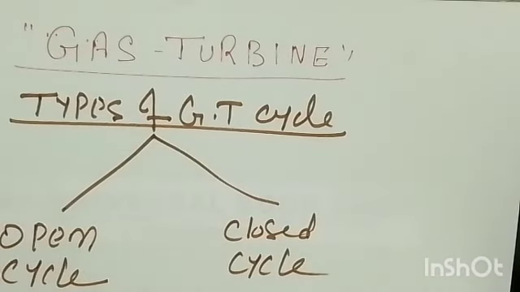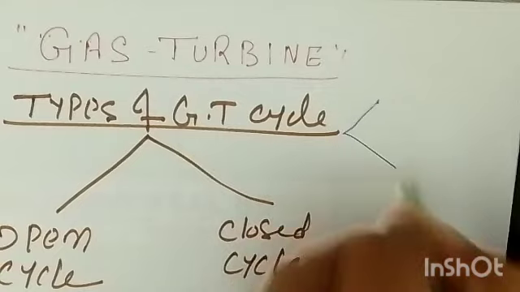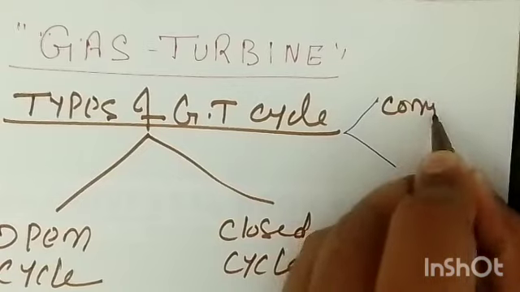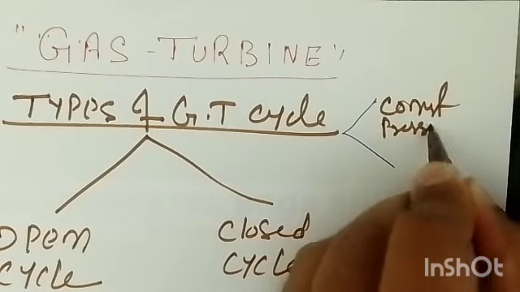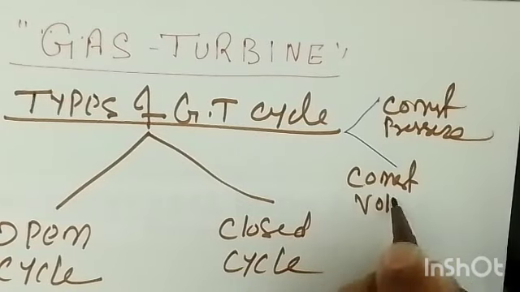Now on behalf of the combustor, you have to supply the heat to the combustion chamber. So for heat we need combustion. Combustion will take place either by keeping pressure constant or by keeping volume constant. So further you can say that gas turbine is of two types, either constant pressure or constant volume.